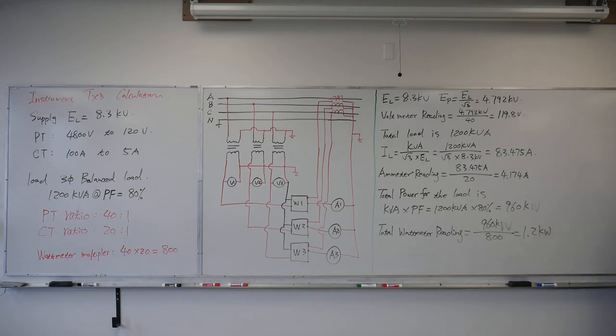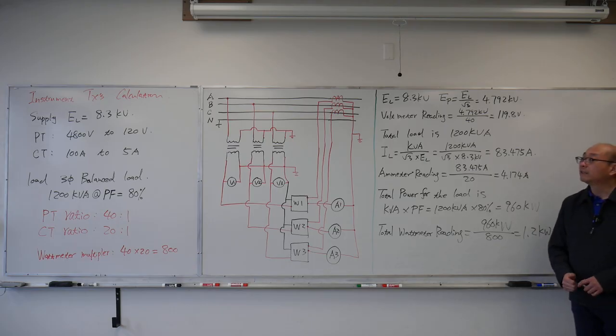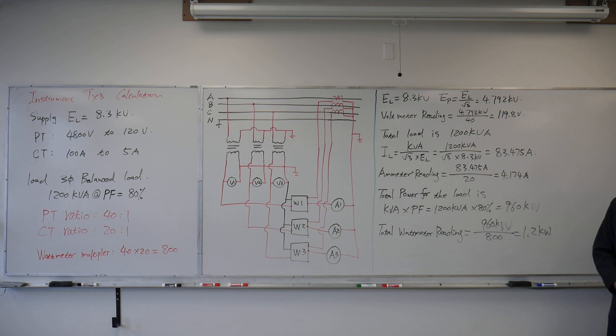So here's a calculation for a three-phase 4-wire Y-connected circuit, where we have 3 PTs, 3 CTs, and 3 wattmeters to read out the power, volts and amps in this three-phase circuit.